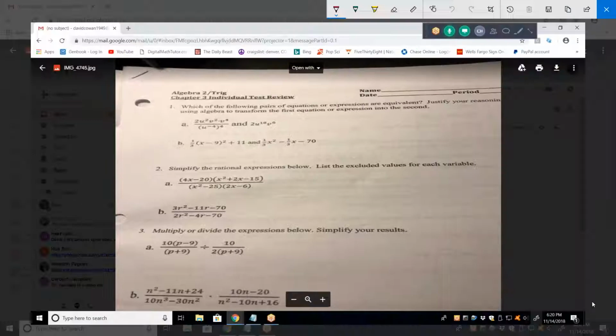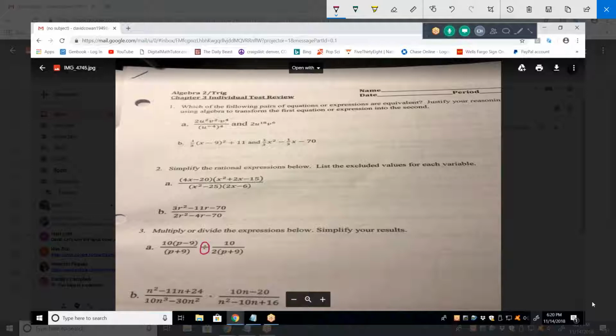Now, 3A is also a factoring problem. It just looks a little different. What is divide by a fraction? What am I going to do? Am I really going to divide? No, you're going to copy dot flop, or whatever that thing is.